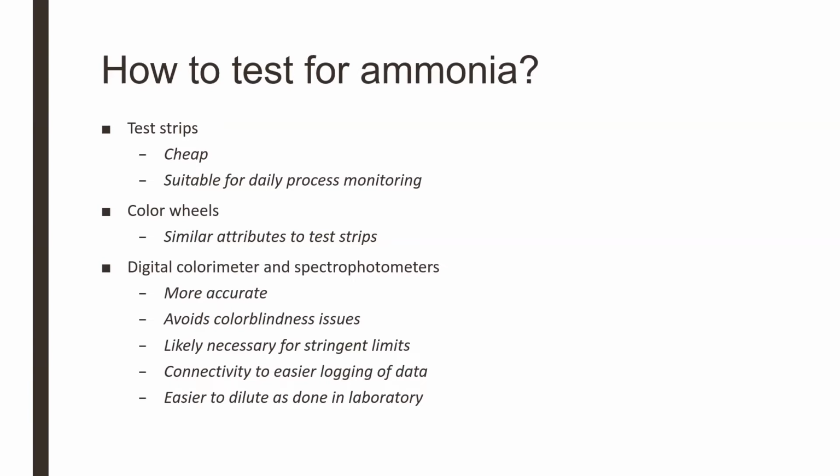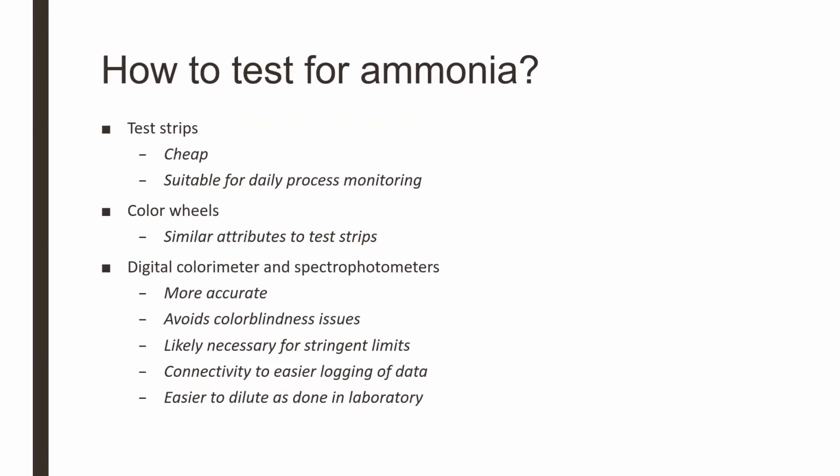You also have the issue that a not insignificant portion of the population does have some color blindness issues, and both test strips and color wheels can have some difficulties with people who are colorblind. So having that digital readout can help prevent that issue. If you have those stringent limits, a digital colorimeter or a spectrophotometer is probably the way to go, just because you have less error, it's more accurate.